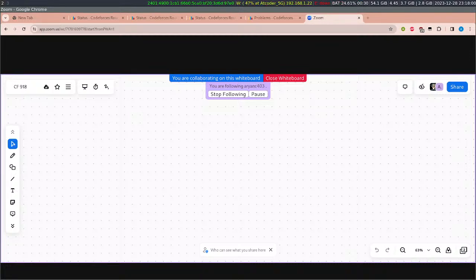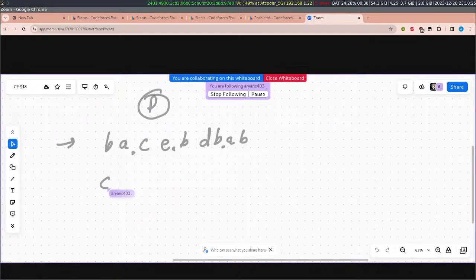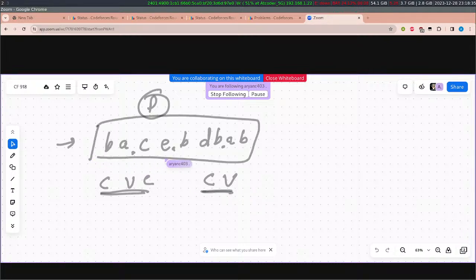The first sample is probably given as an input as well, but I will try to write it again. It says BACEDBAB. This is a word, and we have to split it into syllables. We have to add some full stops somewhere. One possible way can be to do it like this. It says that between each full stop, either the words are of the form consonant vowel consonant, or of the form consonant vowel. And then we have to find one possible way to split the given string into words like this.